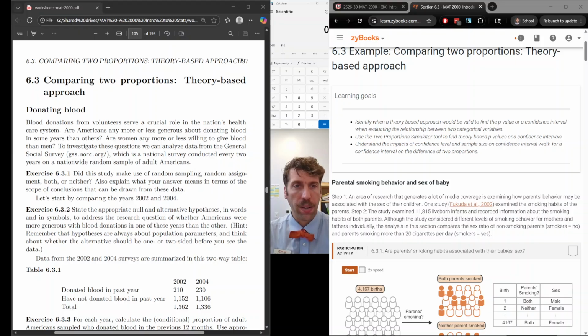So our main research interest today is on donating blood and whether or not the number of people donating blood changed from 2002 to 2004. And then there's going to be an extra investigation at the end about men versus women.